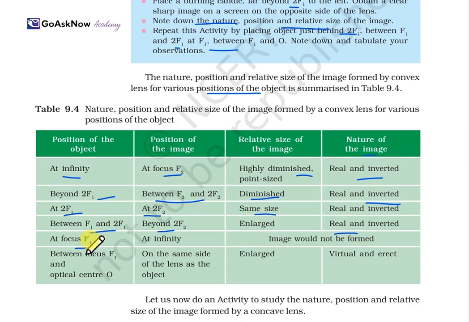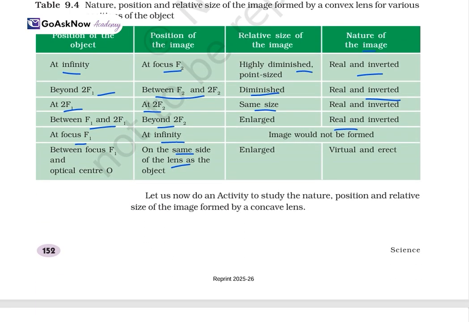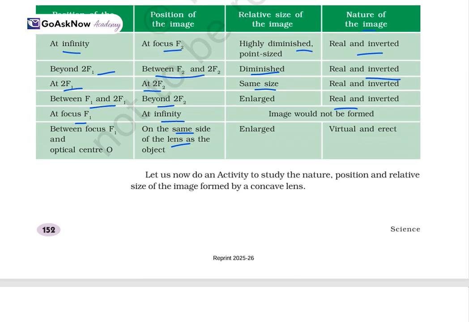At focus F1, the image is formed at infinity, and its relative size would be highly enlarged. When we are between the focus F1 and the optical center O, on the same side of the lens as the object, you will get the image, and the nature of the image will be virtual and erect. So this is the nature, position, and relative size of the image formed by the convex lens when we position the object in different places.